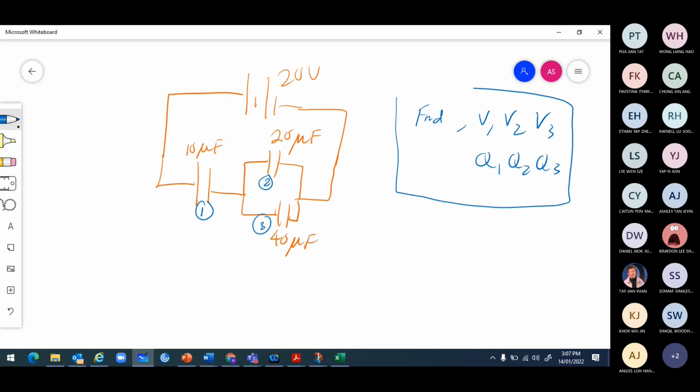Again, come on. 3 minutes for you. Can you find the answer? What is the voltage across V1? What is the voltage across V2? What is the voltage across V3? And what is the charge stored in each capacitor for this circuit? Come on, I give you 3 minutes.